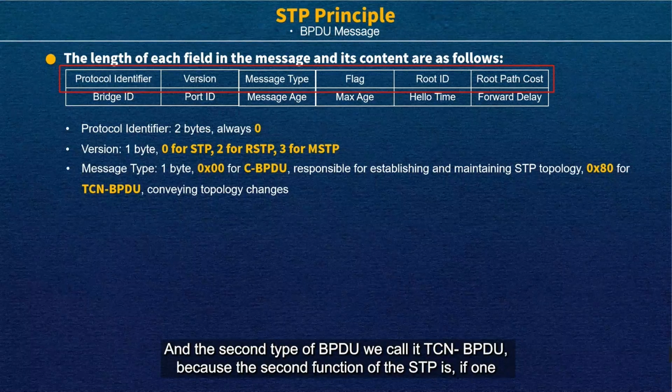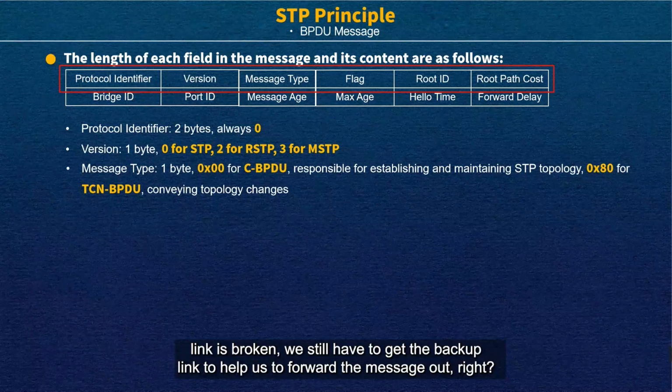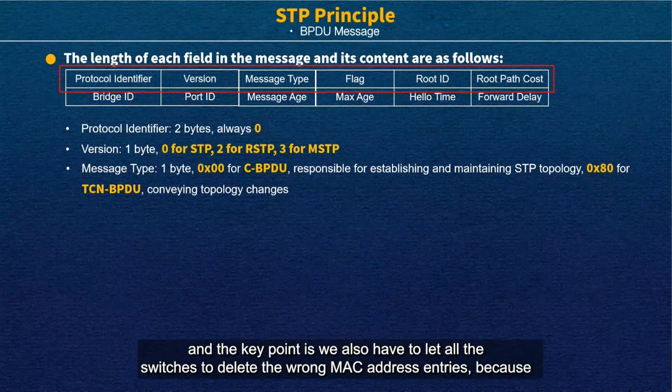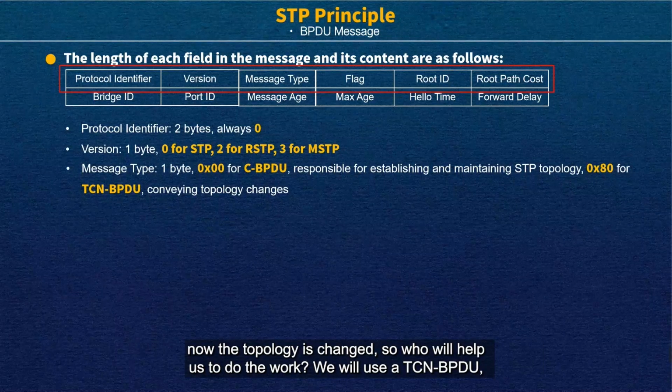And the second type of the BPDU we call the TCN BPDU, because the second function of the STP is, if one link is broken, we still have to get the backup link to help us forward the message out, right? And maybe we have lots of blocking interfaces, which interface should continue to work. And the key point is we also have to let all the switches delete the wrong MAC address, because now the topology is changed.